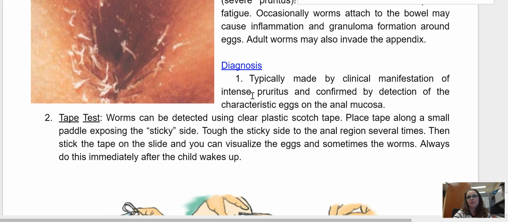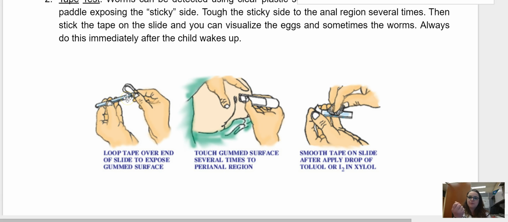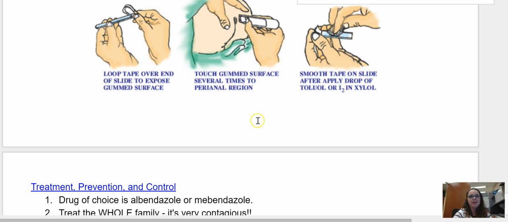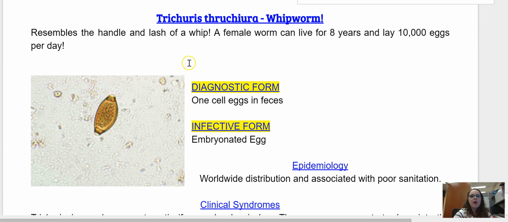Diagnosis, really it's just clinical manifestation. This intense pruritus in a child, you're going to assume it's pinworm. But you can also look for the eggs on the anal mucosa, and the best way to do this is actually with Scotch tape. So you're just going to take something like a tongue depressor, or a paddle, and you're going to expose the sticky surface, and then you're just going to touch it several times to the perianal region, and then you're going to smooth that tape on a slide, and you'll be able to see the eggs. It's a very simple test, 90% sensitive, especially if you do it right after the child wakes up. So you have to know pinworm.